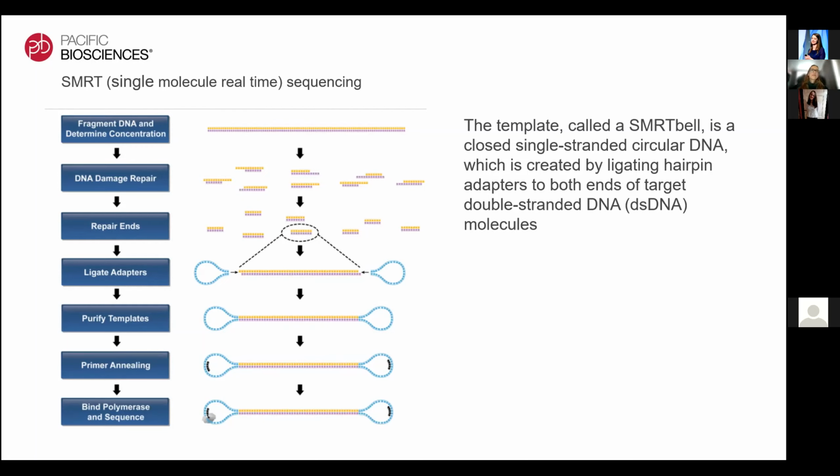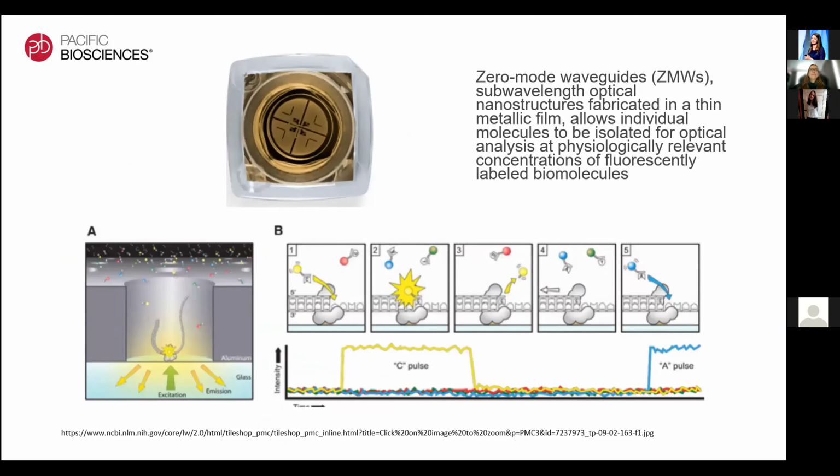The library is constructed by fragmenting, size selecting, and attaching the adapters, similarly to the previous generation. In the end, a template called SmartBell is created. It's a closed single-stranded circular DNA, which is created by ligating hairpin adapters to both ends of target double-stranded DNA. Then this SmartBell is anchored to the bottom of the glass surface of the zero-mode waveguide.